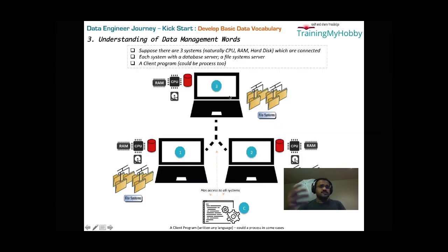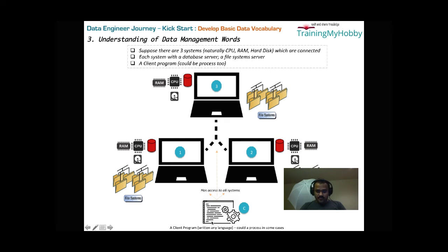To make you understand, I have taken a simple example. Suppose there are 3 systems. Quite obviously, every system will have RAM, CPU and a disk. And for the sake of this discussion, I assume that a file server system, a common shared file system, is also there on all the systems, and a database is also there on all the systems.